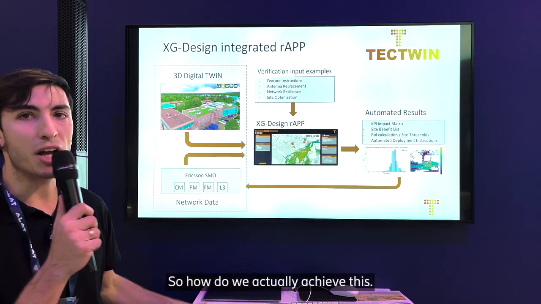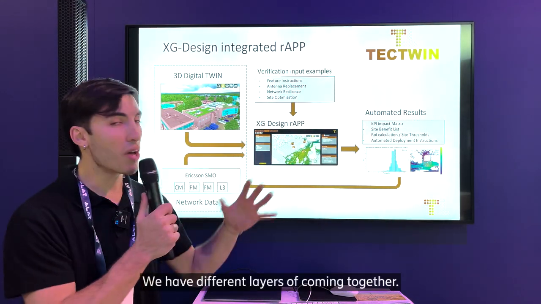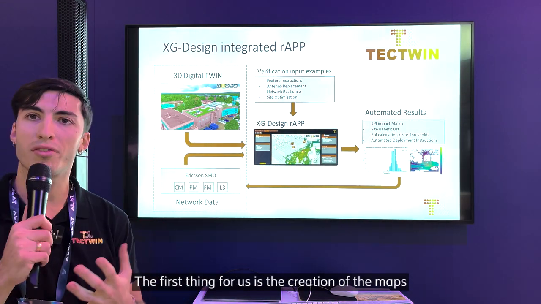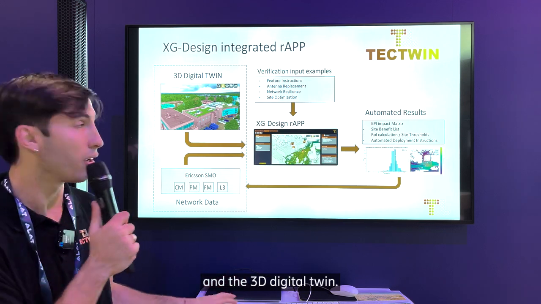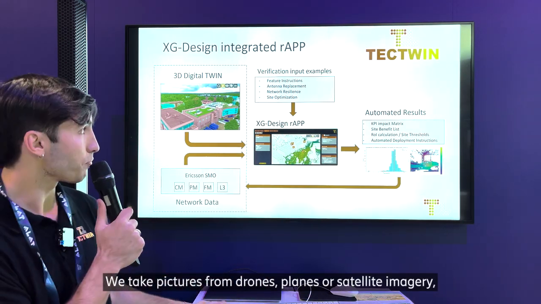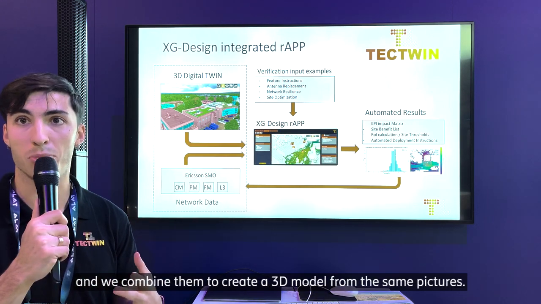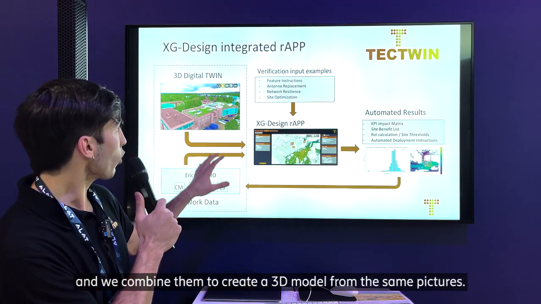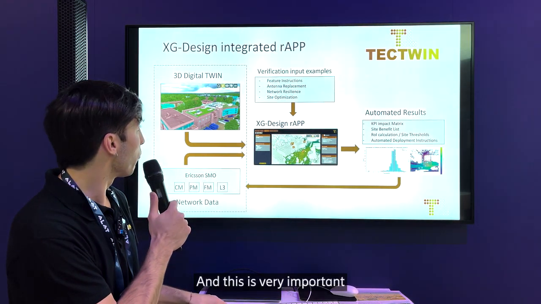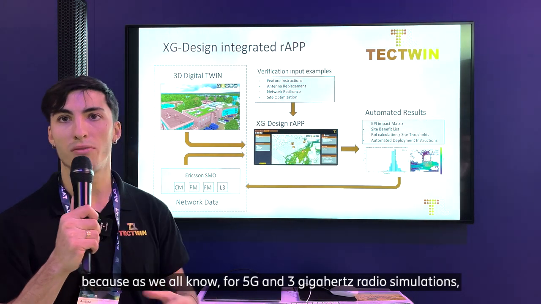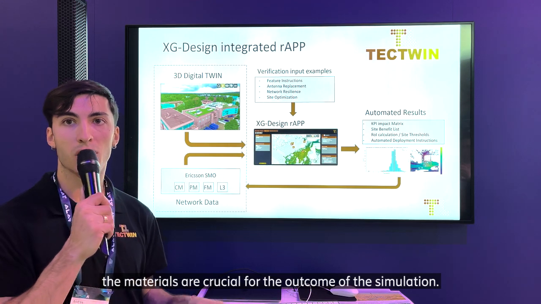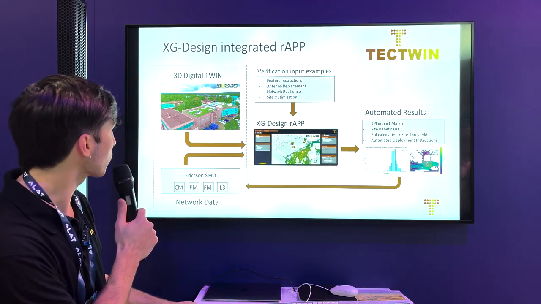So how do we actually achieve this? We have different layers that come in together. The first thing for us is the creation of the maps and the 3D digital twin. We take pictures from drones, planes, or satellite imagery, and we combine them to create a 3D model. From the same pictures, we are also able to extract materials that are then mapped to the 3D model itself. And this is very important because, as we all know, for 5G and 3 gigahertz radio simulations, the materials are crucial for the outcome of the simulation.